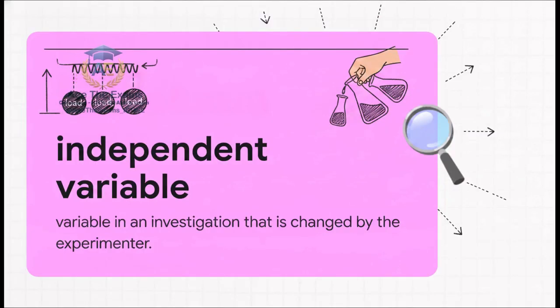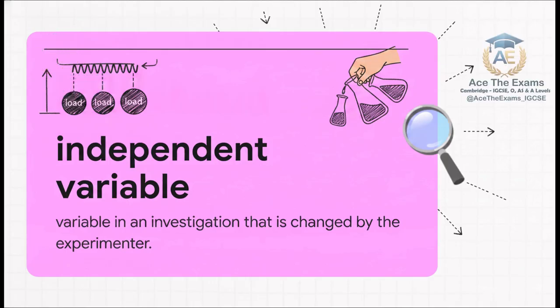The independent variable is the one that you, the experimenter, change. You are the one in the driver's seat here. You choose to change this factor first just to test its effects. So going back to our spring, the force or the load that you apply, that's your independent variable. You are the one deciding if you're adding 1 Newton, 2 newtons, or 10 newtons.